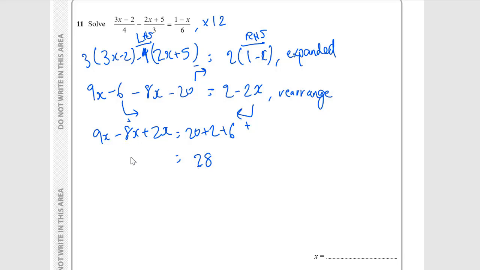And this here gives us 3x. So that means x is 28 over 3. It can't be simplified any further.